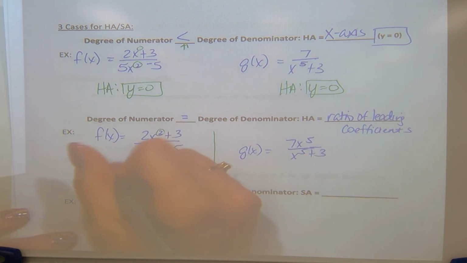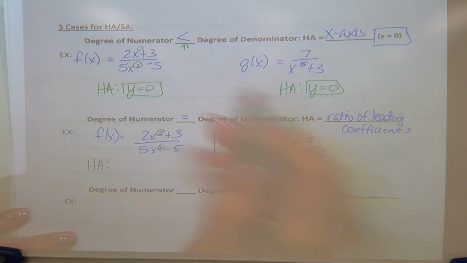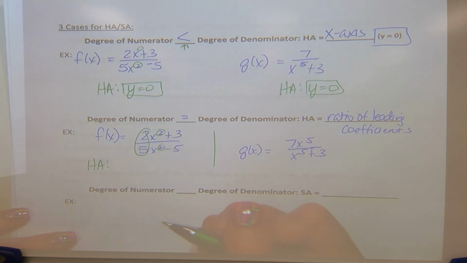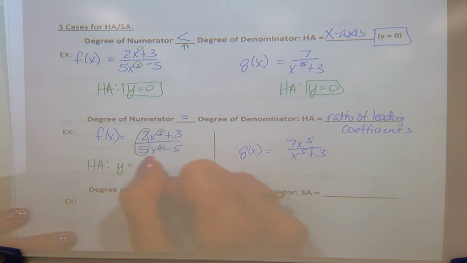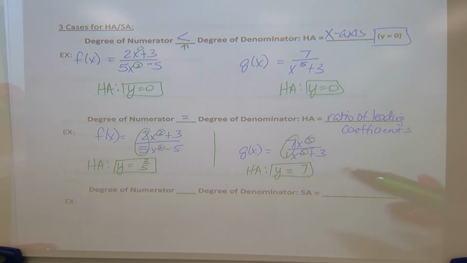When that happens, I know I have a horizontal asymptote at the ratio of the leading coefficients. Well, leading coefficients right there. So my equation for my horizontal asymptote is y equals 2/5. For g of x, the degrees are equal. So I have a horizontal asymptote at y equals, well, 7 over 1 is just 7. So that horizontal asymptote has been shifted up to a positive 7 on the graph.